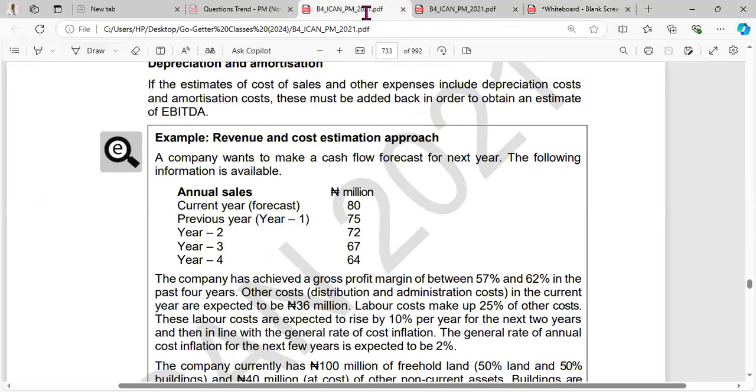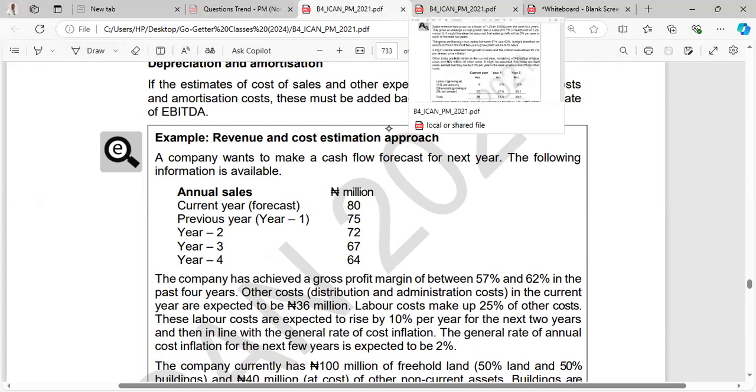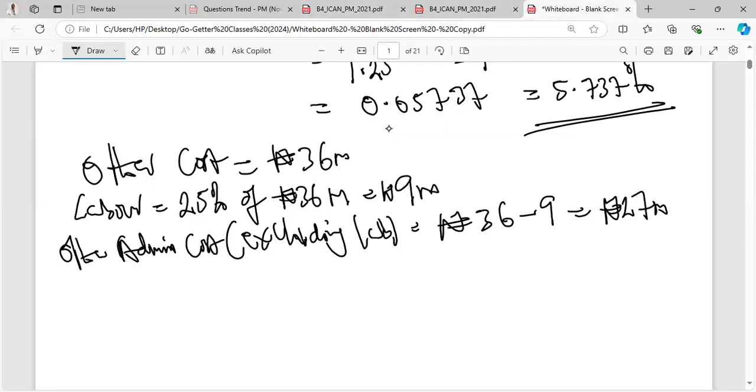Then we are now told labor costs are expected to rise by 10% for the next 2 years. So we now do that. Labor costs. So this is the current year, which is year 0. So year 1 for the next 2 years forecast, and year 2, and let's say this is year 3 and year 4. So labor cost here now is 9 million. For the next 2 years, it's going to rise by 10%.